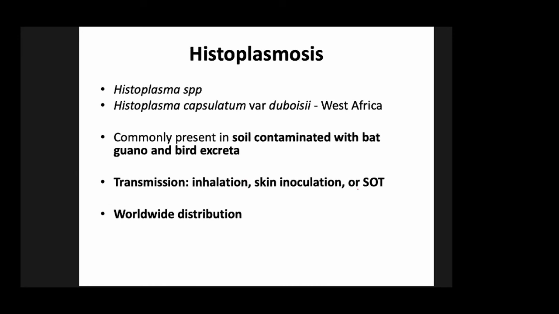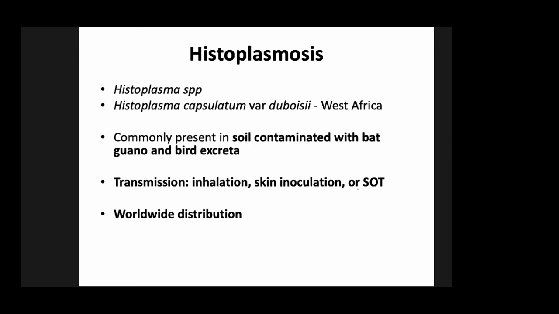Histoplasmosis is caused by Histoplasma capsulatum. There is a different type of histoplasmosis called Histoplasma capsulatum var. duboisii. This is mainly in West Africa. We don't see that here in the US. The main difference between that one and the one that we see here in the US is that it has a predilection for the skin and for bone infections.